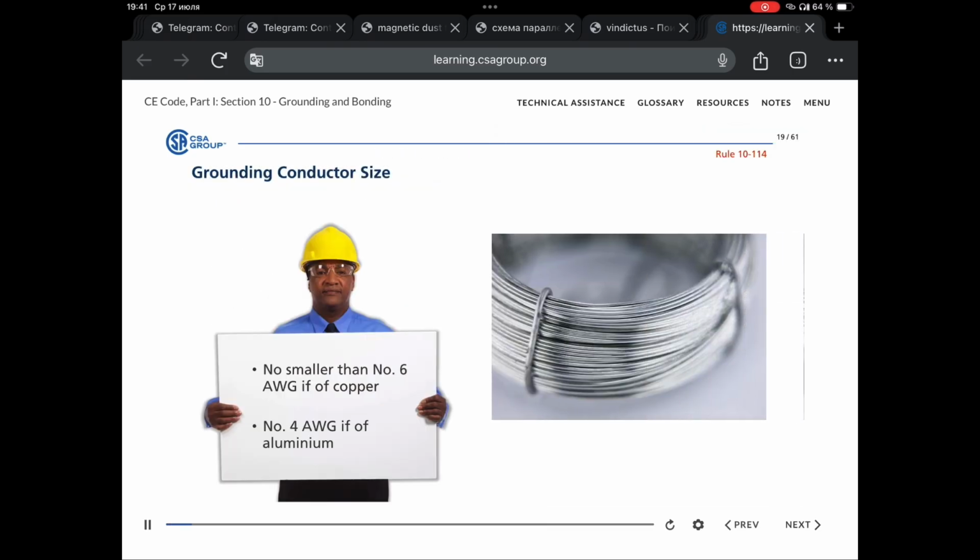It is important to know the different sizes of grounding conductors to limit the magnitude of current. Because the resistance of the grounding electrode and the earth or ground limits the amount of current that a grounding conductor can carry, particularly on low voltage services, Rule 10-114 of the Code does not require a grounding conductor size larger than number 6 gauge, if of copper, or number 4 gauge, if of aluminum, regardless of the size of the service.